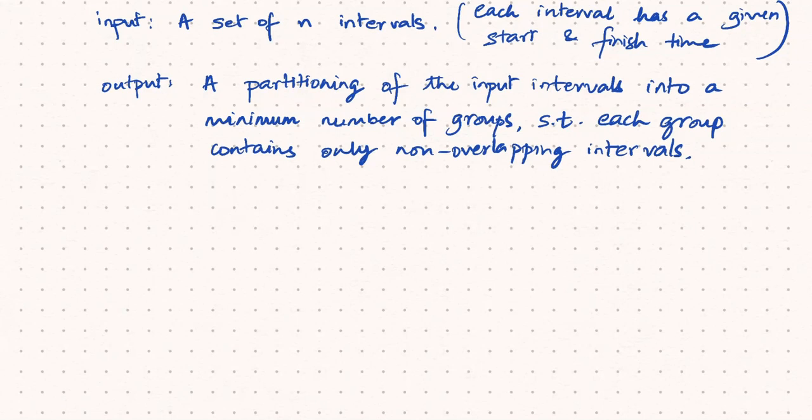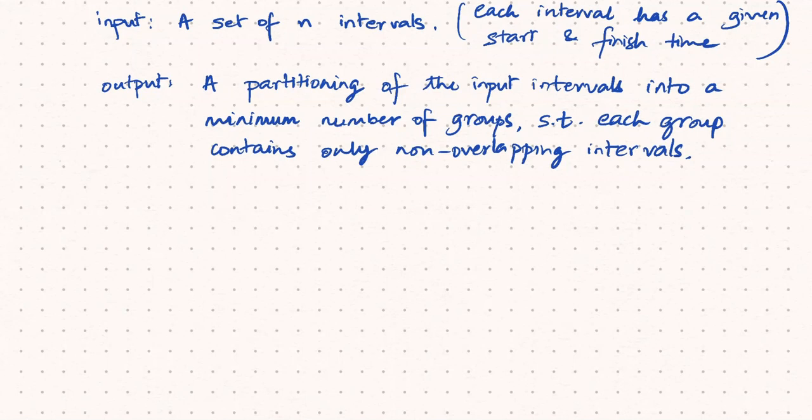One natural thing to think about is that when we consider the next interval, we'll try and put it in the first group. Initially, there are no groups, and we consider the first interval and put it in group one. Then we consider the next interval and try and put it in group one again. But if there's an overlap with the interval in group one, we'll create a new group and put it in group two.